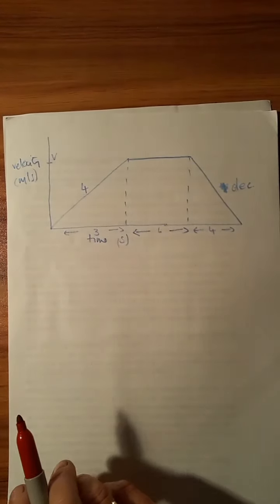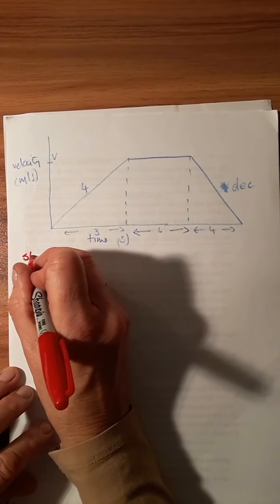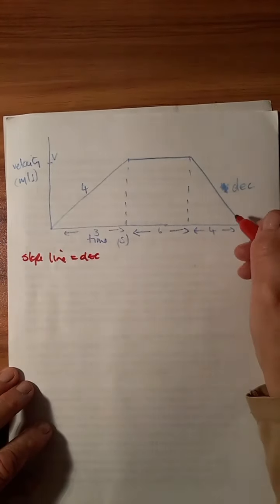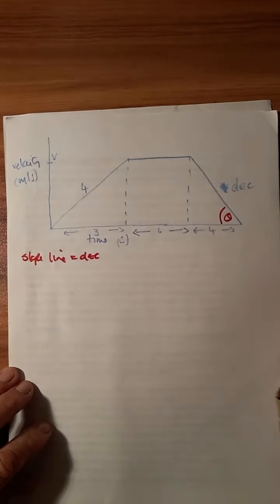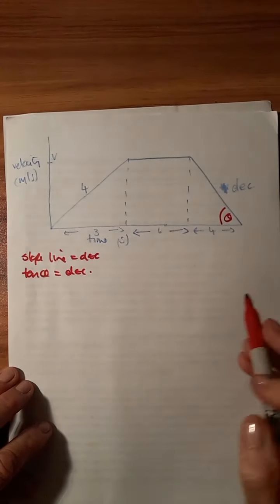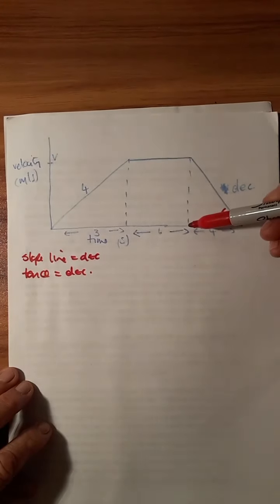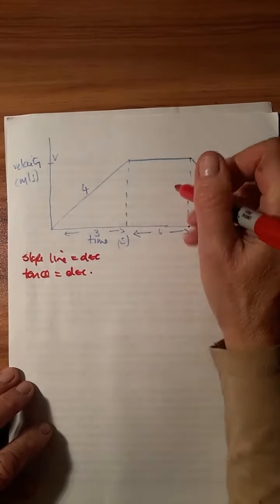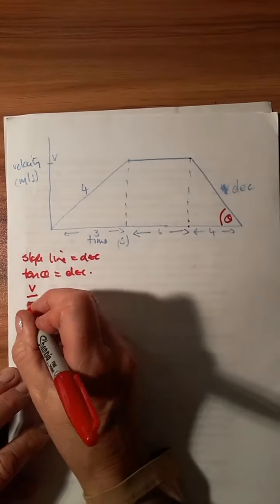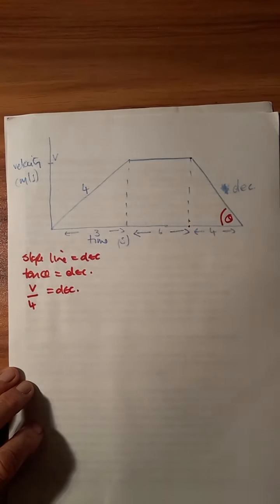Okay, so if I could get the slope of that line, that would be the deceleration. The slope of the line is equal to the deceleration. I'm going to mark this angle here as theta. So the tan of theta is equal to the deceleration. The tan of theta is the opposite over the adjacent. So the opposite is from the rest up to V. So that distance from there to there is V. So that's V over the adjacent, which is 4. That's equal to the deceleration. Right, so my first job is to find V.